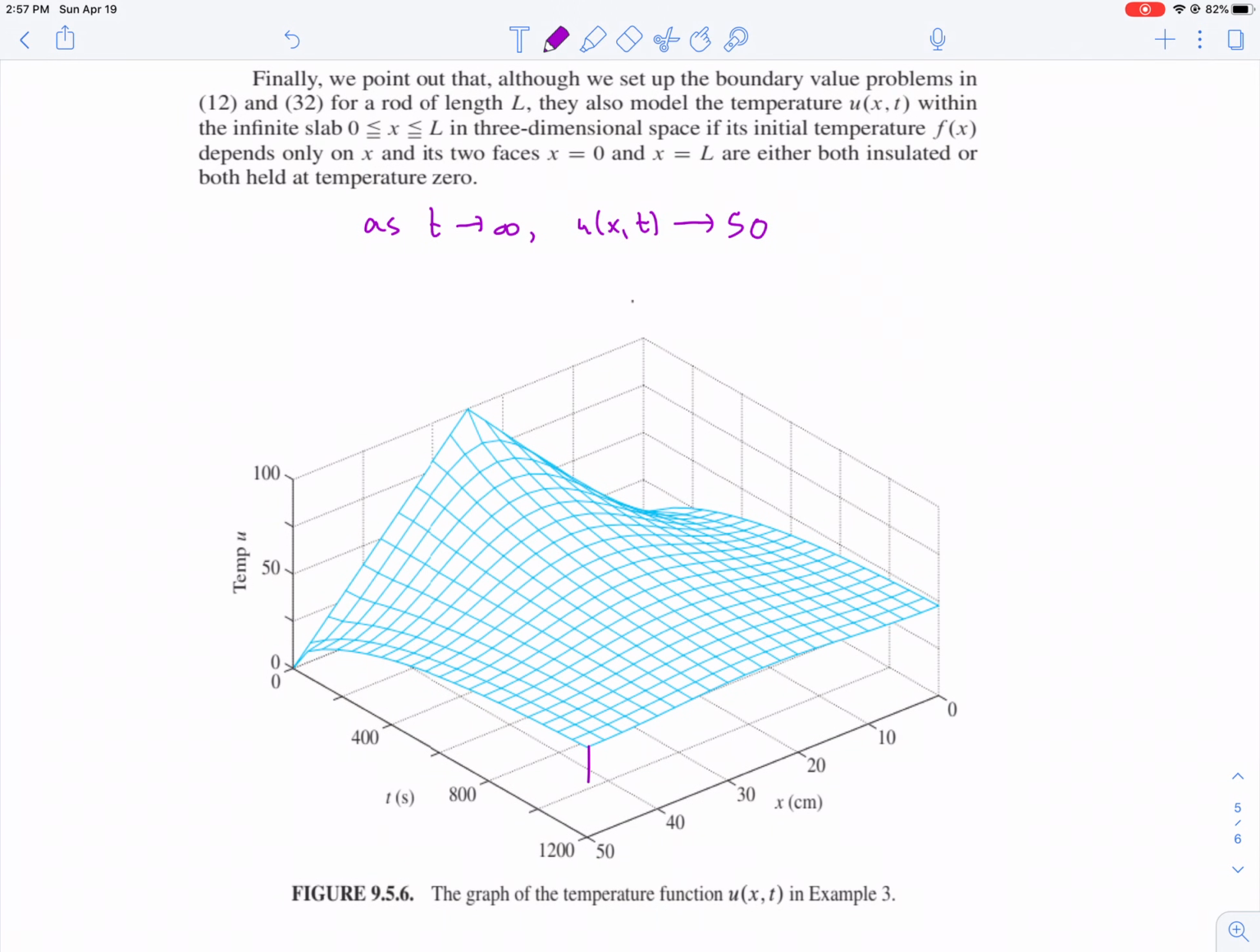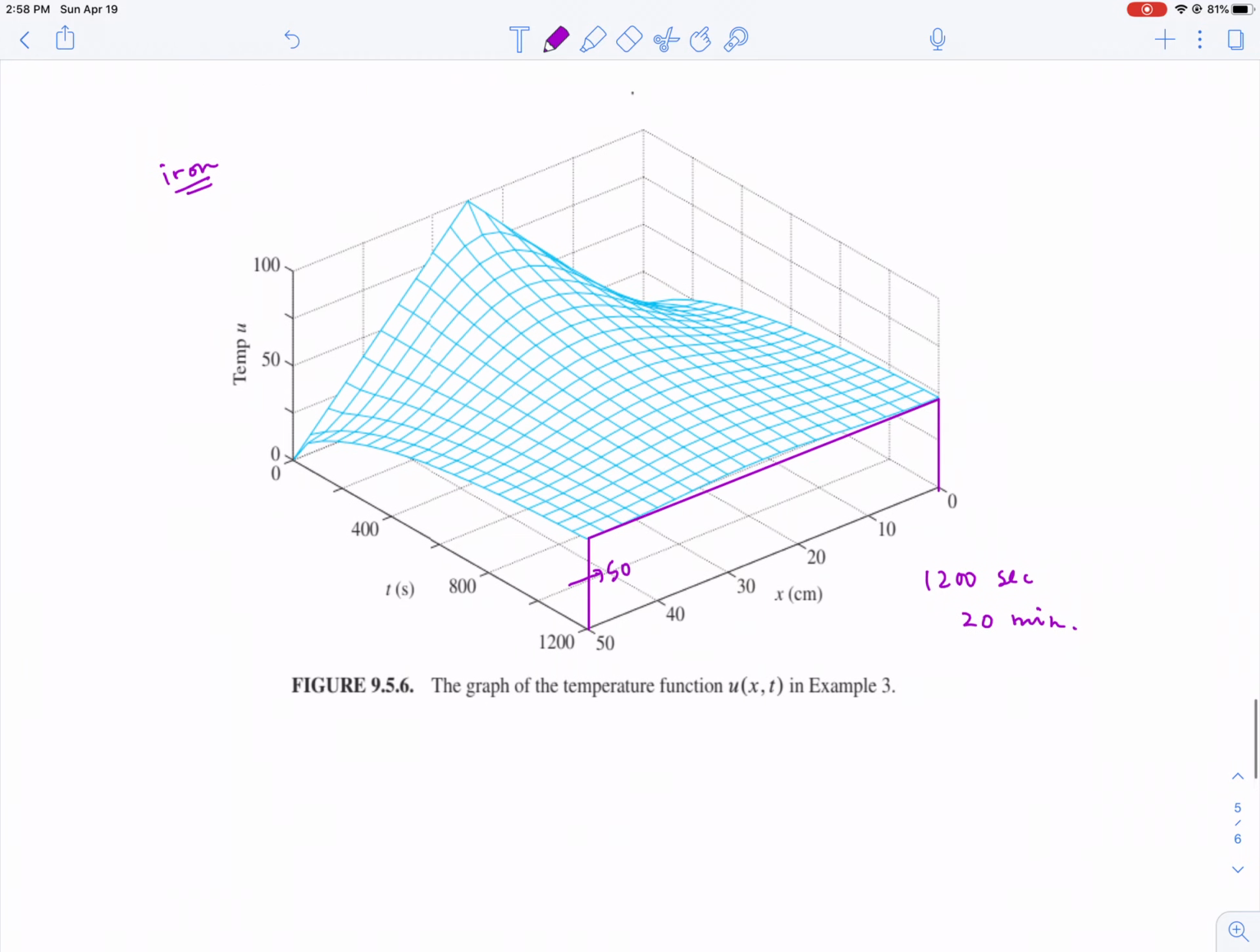So this height is converging to 50. And in fact, all along the rod, the temperature is converging to 50. You can see it's almost gotten there by the time we are at 1200 seconds, which is 20 minutes. And this was for the iron, which was the faster, the larger diffusivity constant. Okay, so we're almost done.